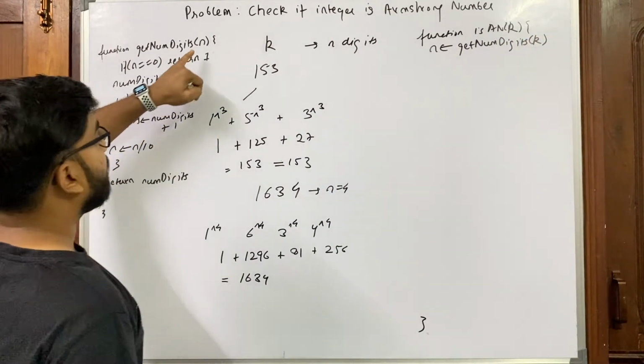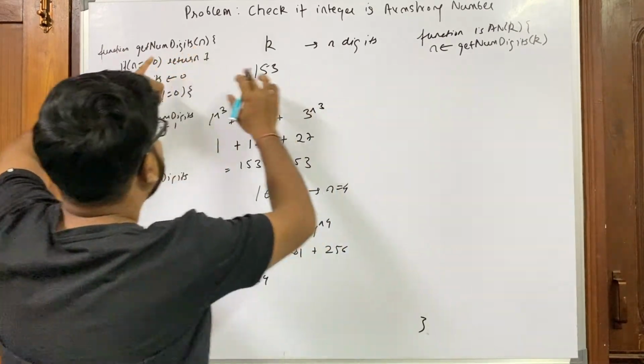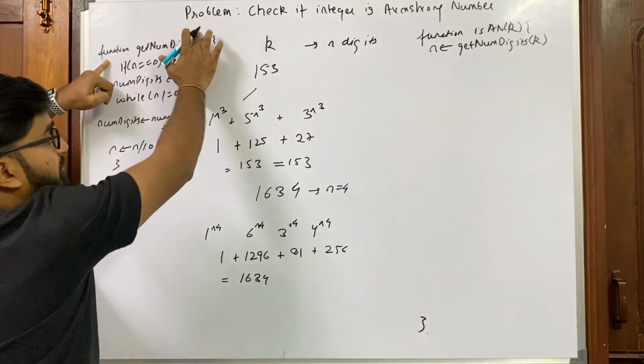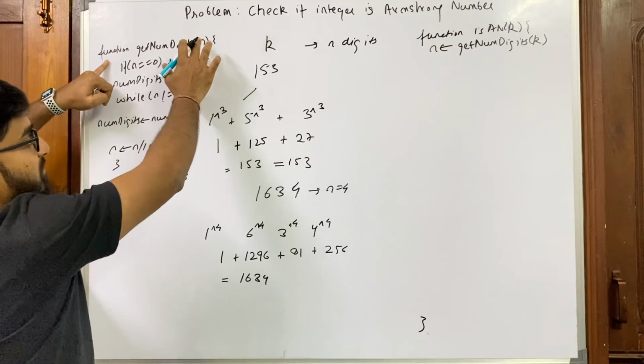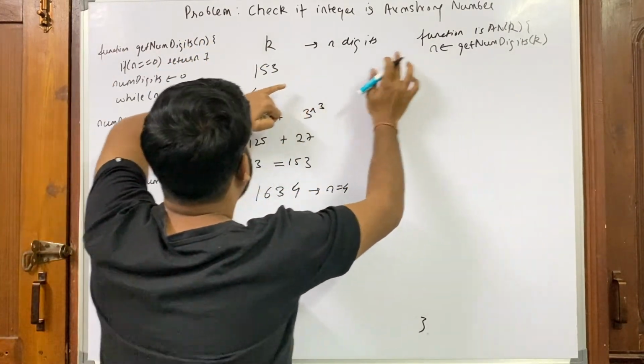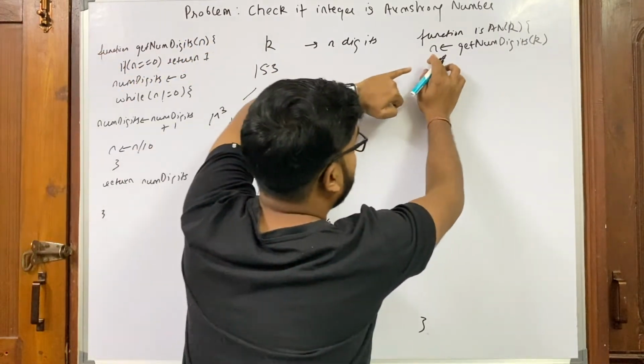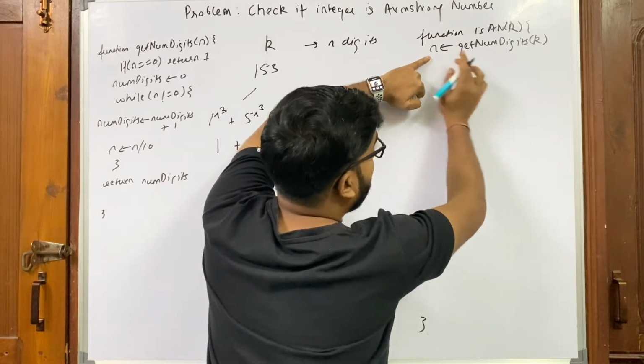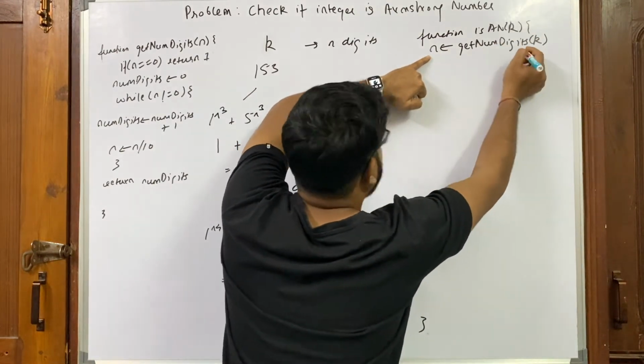So please don't confuse this n with this n. This function takes n as its parameter. You can change the variable name. This n is the return value from this function. So this n is the number of digits, and we are passing k to this function.